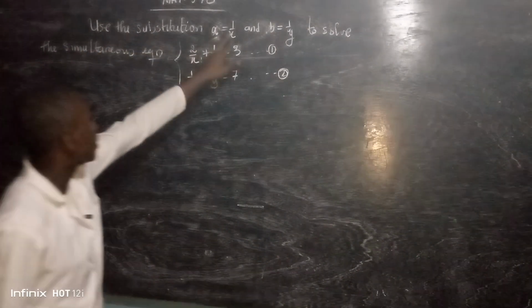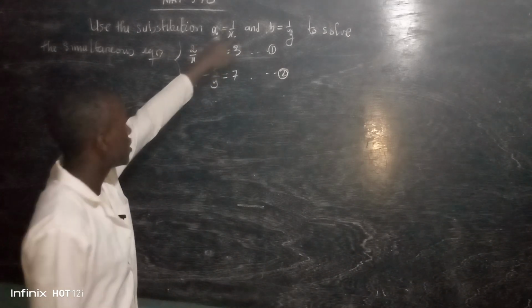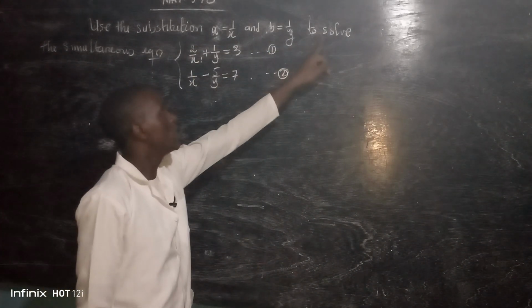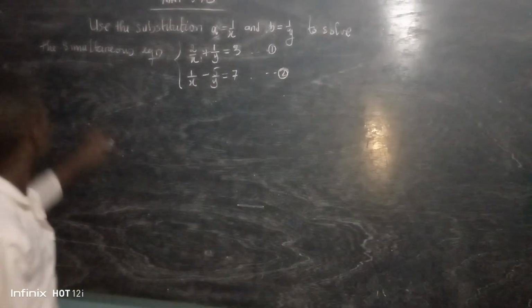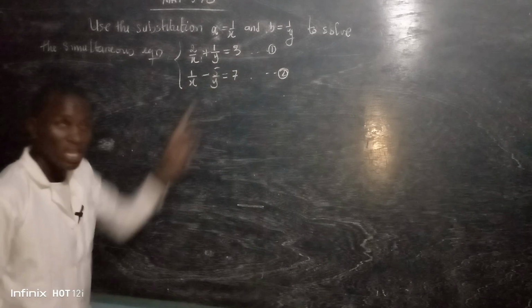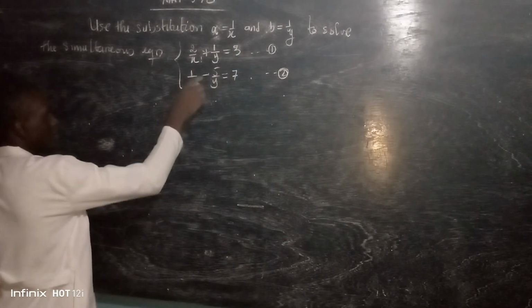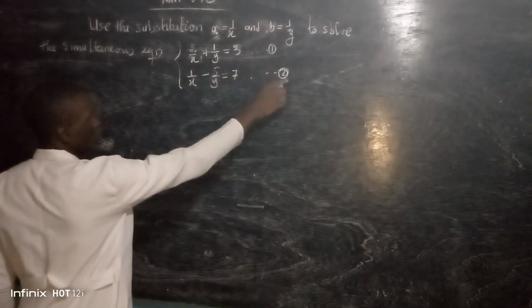It says use the substitution a equals 1 over x and b equals 1 over y to solve the simultaneous equation 2 over x plus 1 over y equals 3. That's the first equation. And 1 over x minus 5 over y equals 7.